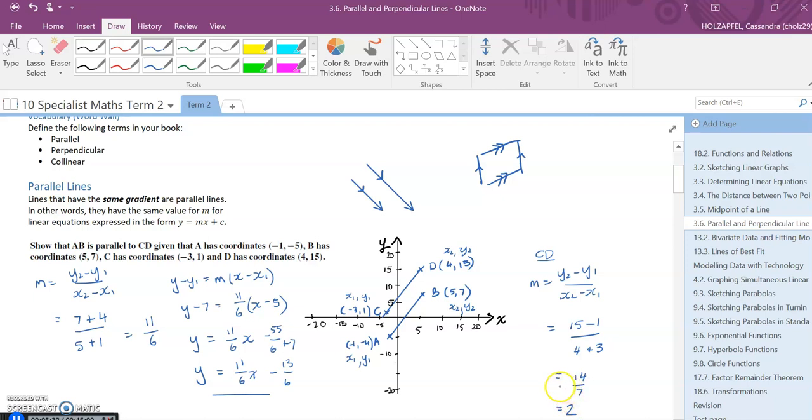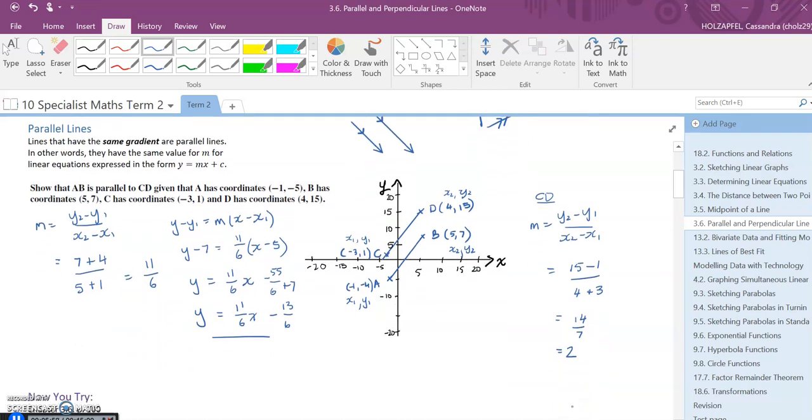So they're not actually parallel because they have ever so slightly different gradients. I'm just going to go back and double check my working for this one. So this was definitely 7 and definitely -4. Yep, that's definitely going to be 11 over 6. This is definitely going to be 2. So that means that they are definitely not going to be parallel to each other.